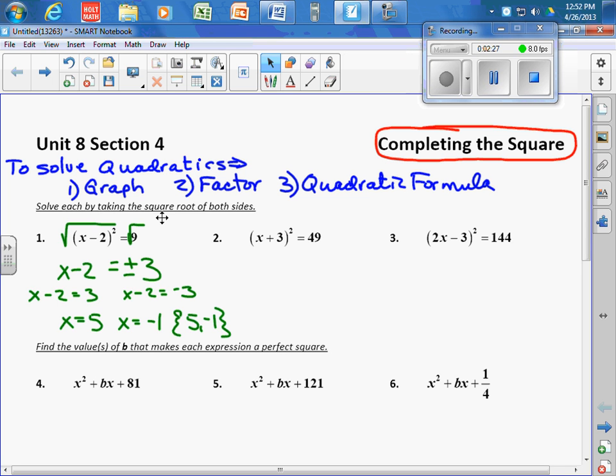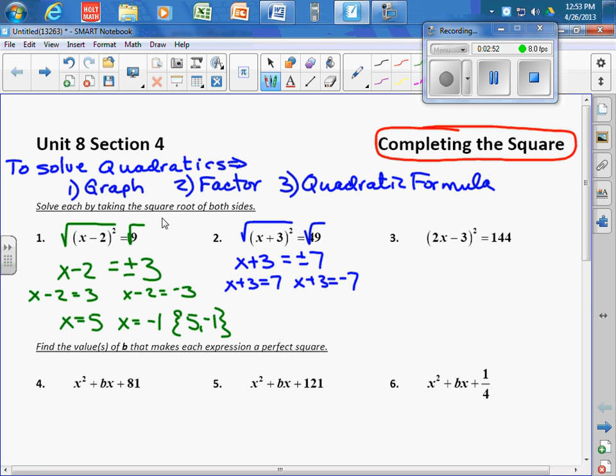Going to do the same thing in number 2. I have a perfect square on the left side. I have a perfect square on the right side. And I can take the square roots of both sides. Because when I take the square root of something squared, the square root and the squared cancel each other out. You're left with x plus 3 is equal to plus or minus 7. So write two equations. x plus 3 is equal to 7. x plus 3 is equal to negative 7. And solve each of these. We get x is equal to 4. x is equal to negative 10. So we have 4 and negative 10.